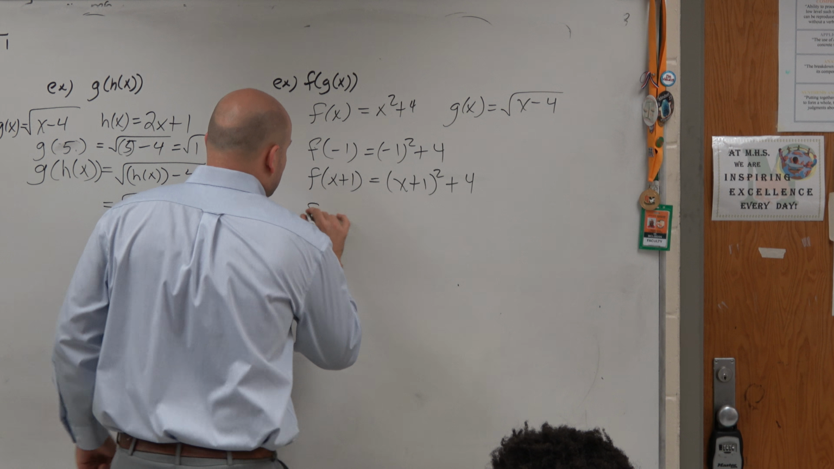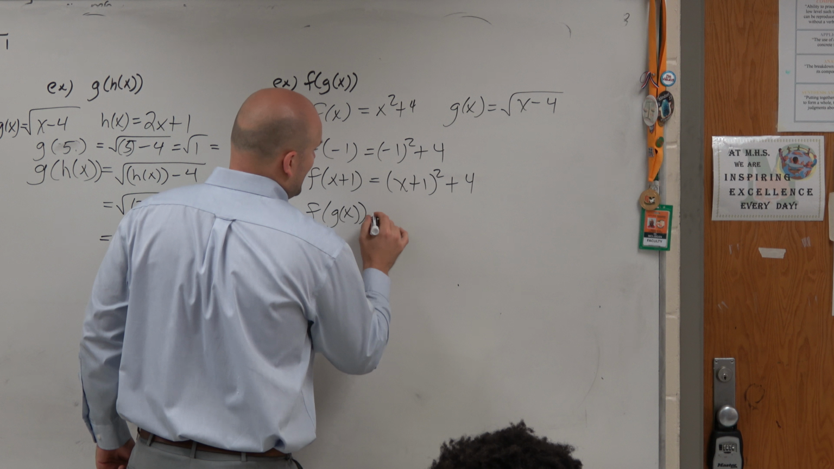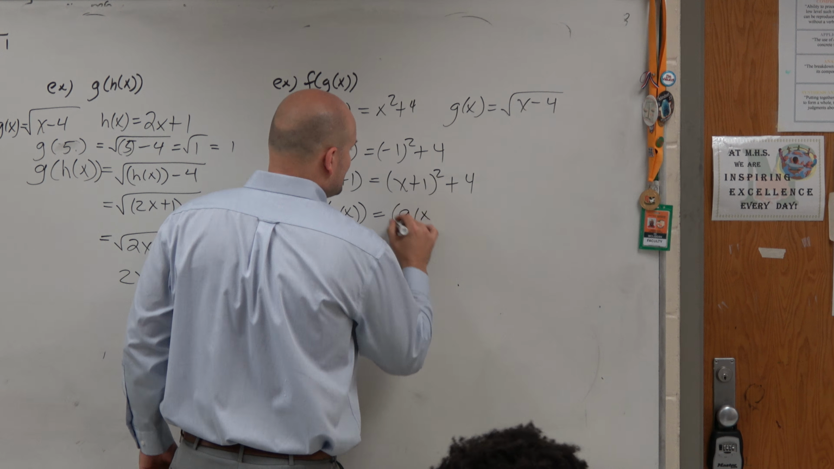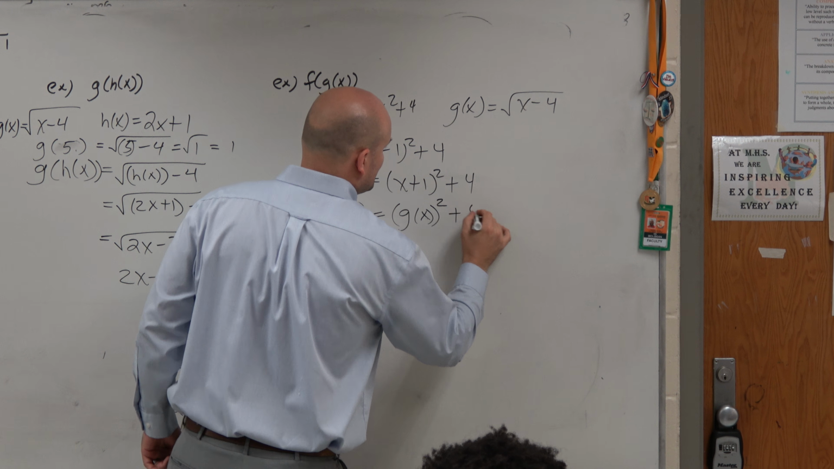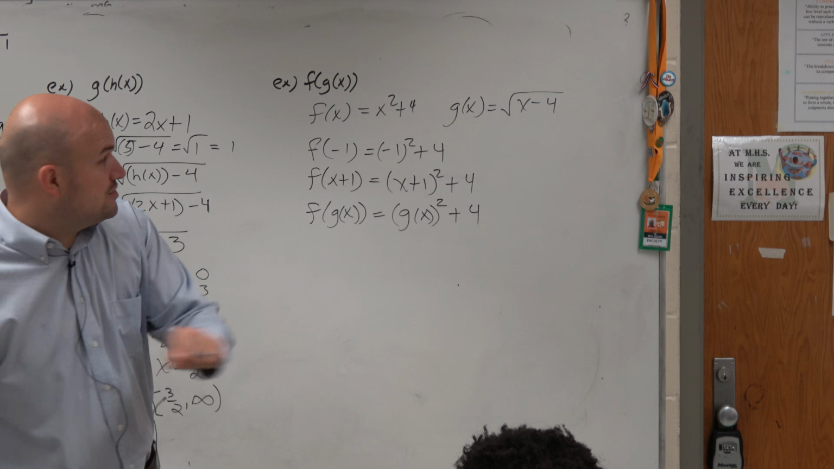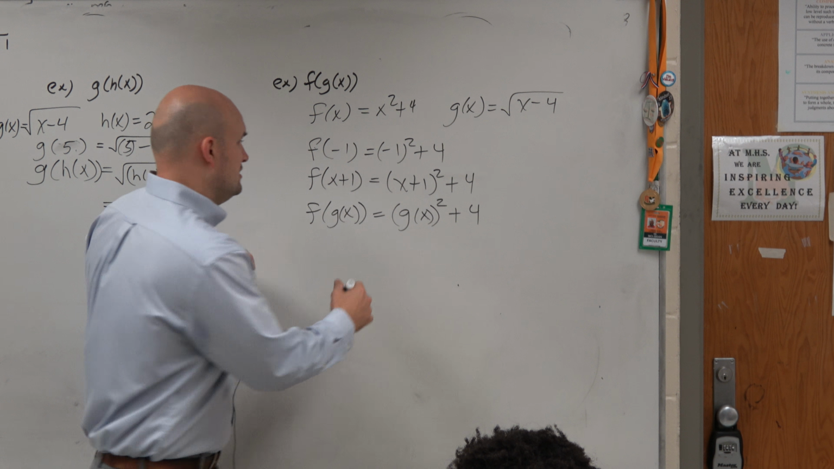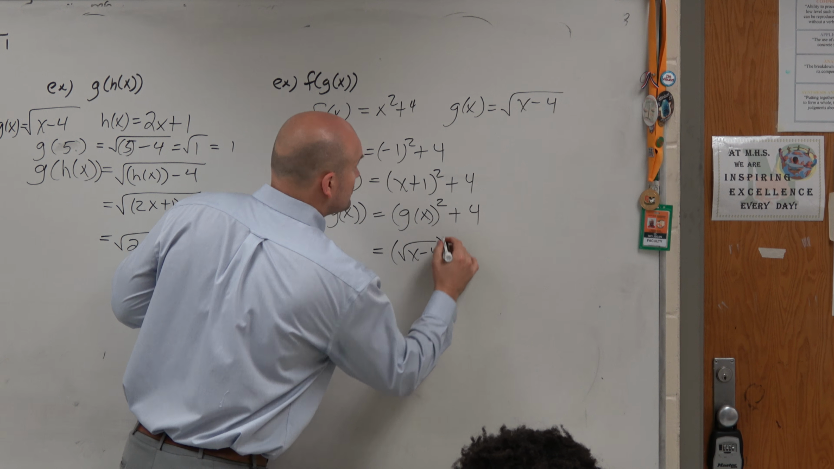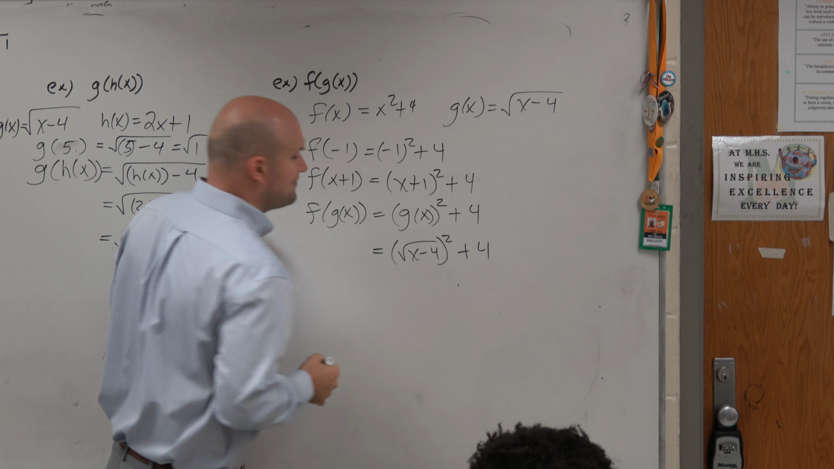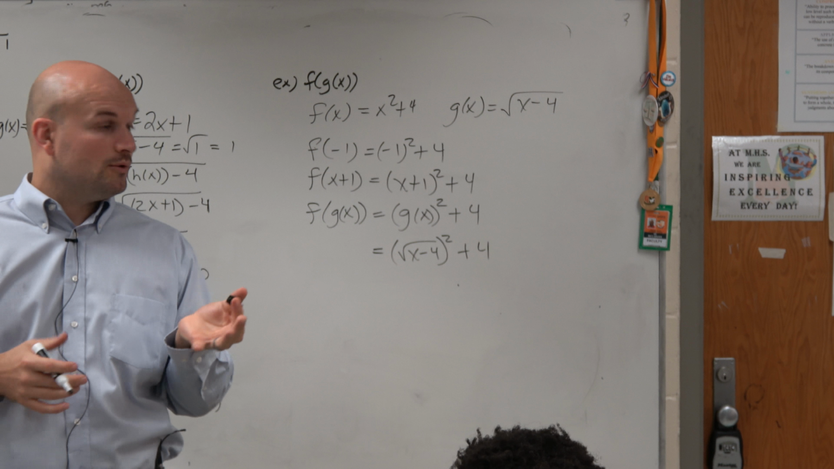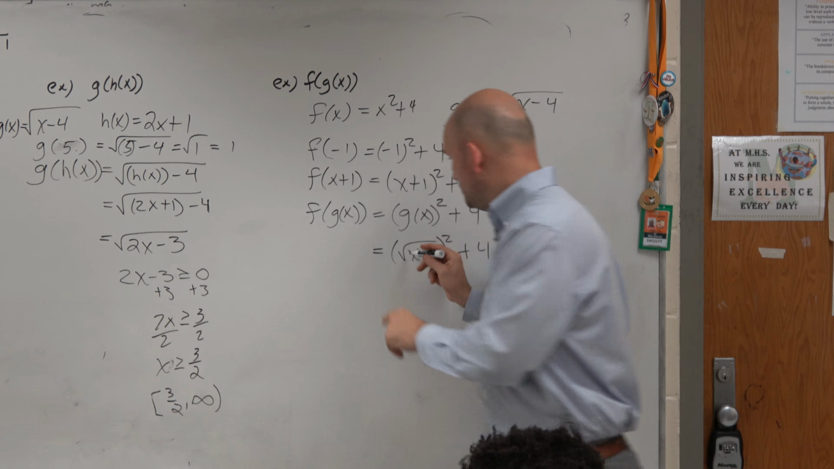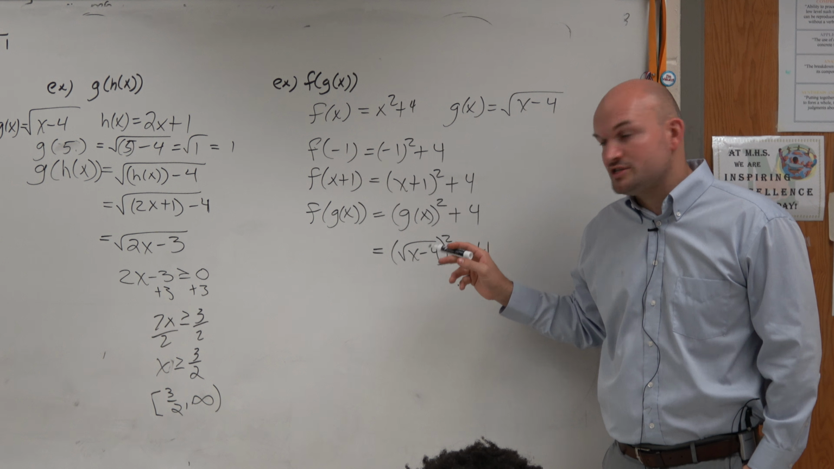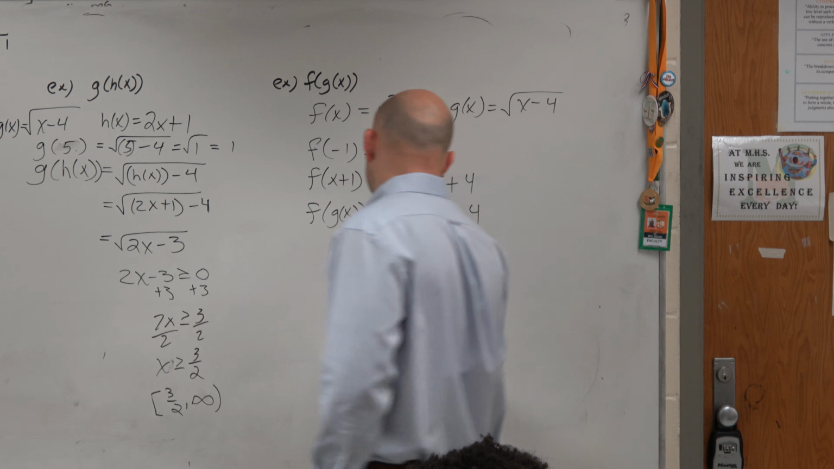So if I say f of g of x, just follow the pattern. G of x squared plus 4. The nice thing here is we know what g of x is. G of x is square root of x minus 4 squared plus 4. And now when we look at this, the square root of x minus 4 squared is just going to give us x minus 4.